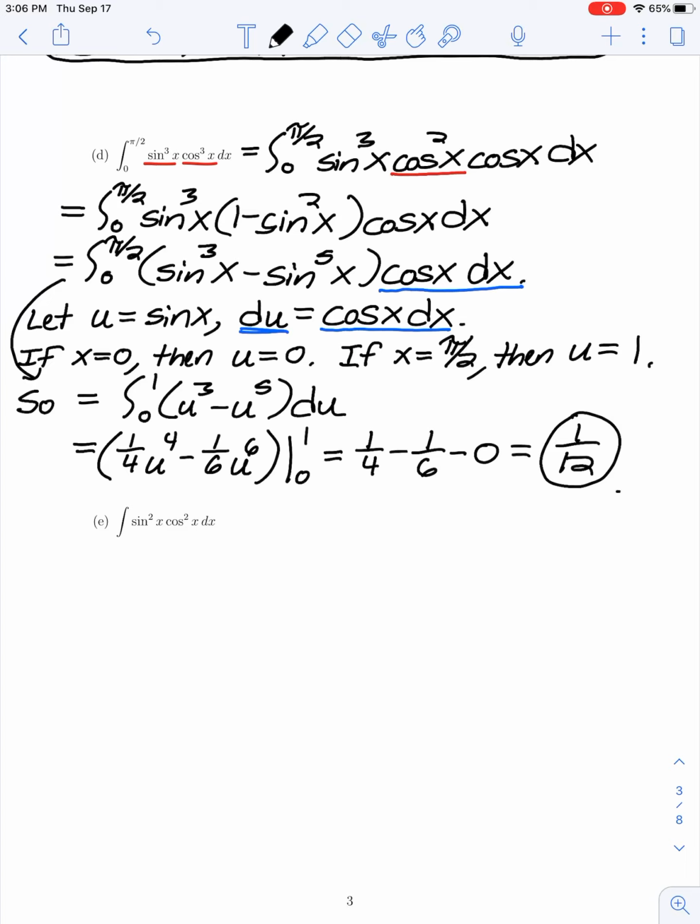Now you could have also approached this problem by initially factoring out 1 power of sine x, rewriting everything in terms of cosine. So take your sine squared x term, rewrite it as 1 minus cosine x squared, and then make a substitution where u is equal to cosine x and proceed in the same way. And in the end, you'll end up with the same answer of 1 over 12. So this shows one example where if you have both an odd power for sine and cosine of x, you can use either approach. So in our last example here, part E, we have the integral of sine squared x times cosine squared of x.